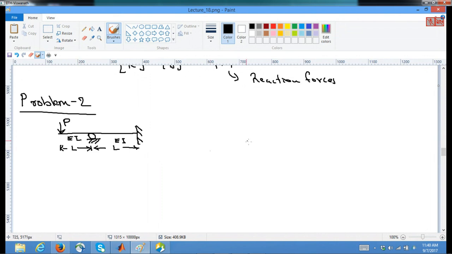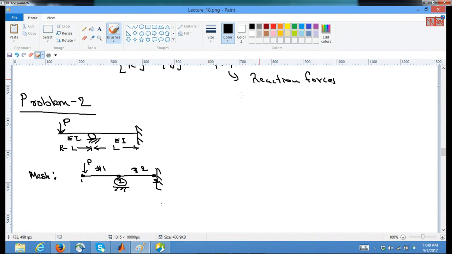EI. Now the mesh or the discretization for this problem would be defined in this manner. So this is node 1, node 2 and node 3, element 1 and element 2, and P is acting here, roller support is here, and the fixed end is here. So this is however the discretization.